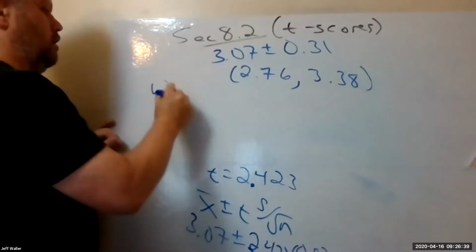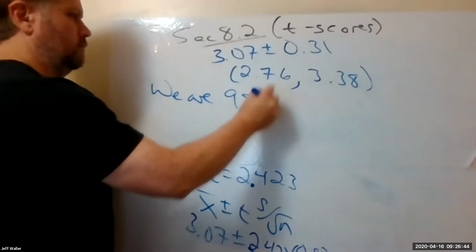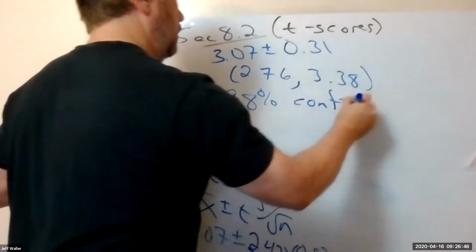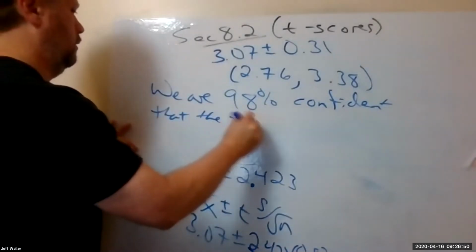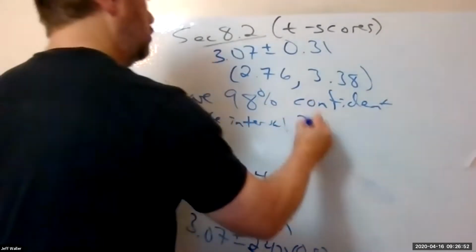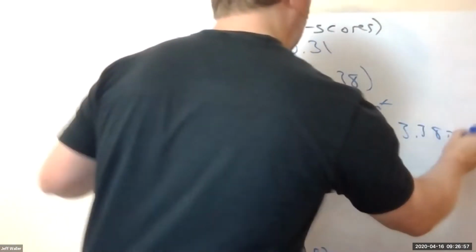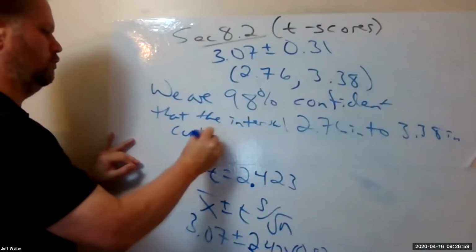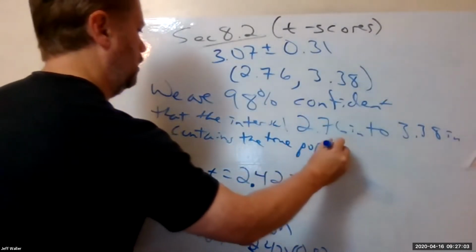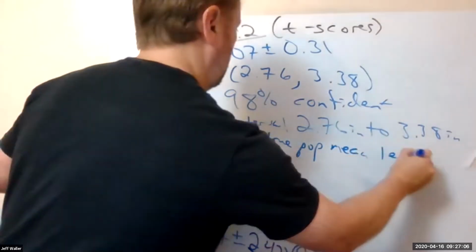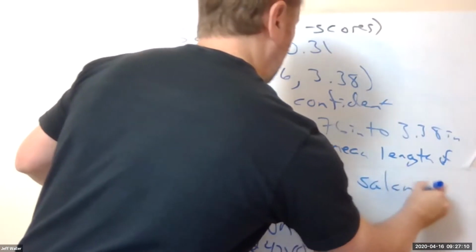So we are, I forgot what it was already, 98% confident that the interval 2.76 inches to 3.38 inches contains the true population mean length of salamanders.